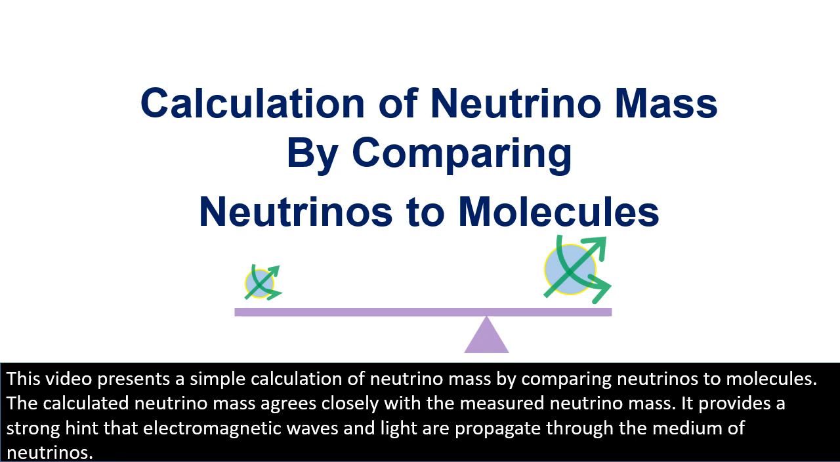This video presents a simple calculation of neutrino mass by comparing neutrinos to molecules. The calculated neutrino mass agrees closely with the measured neutrino mass. It provides a strong hint that electromagnetic waves and light propagate through the medium of neutrinos.